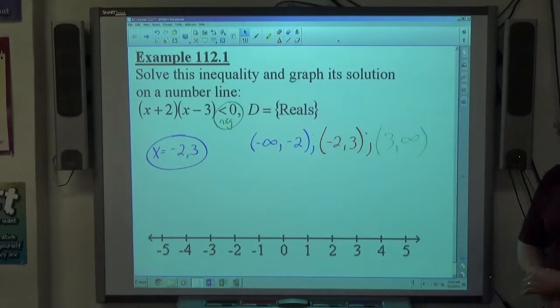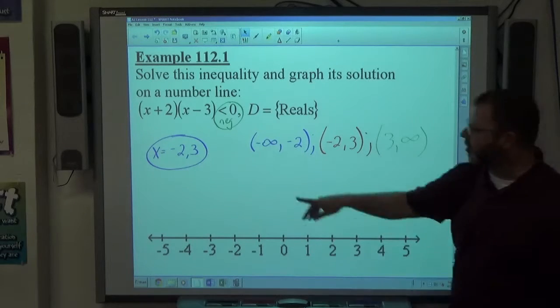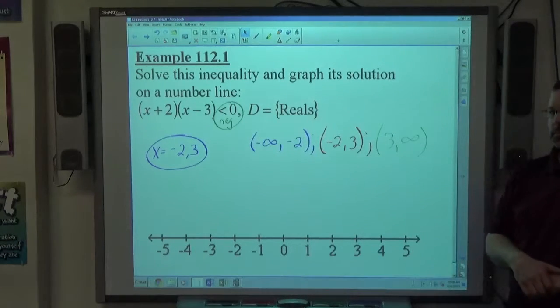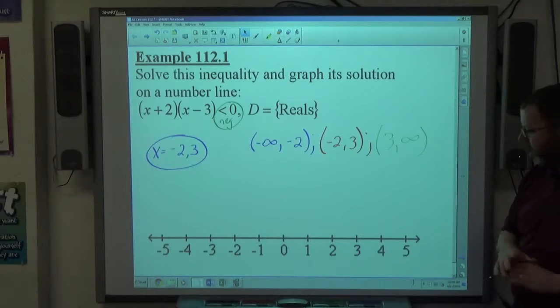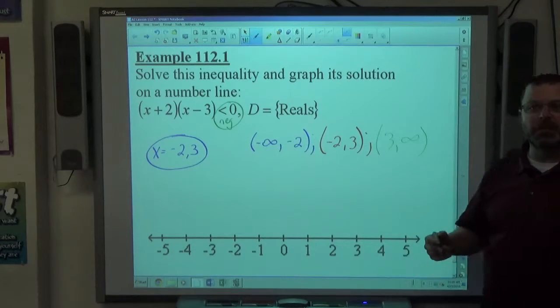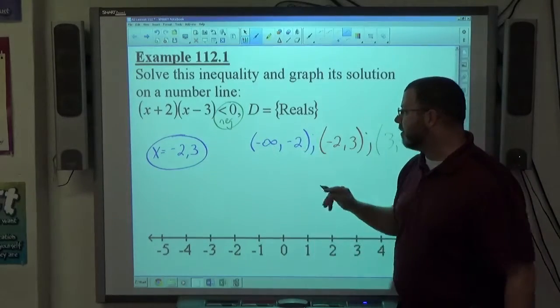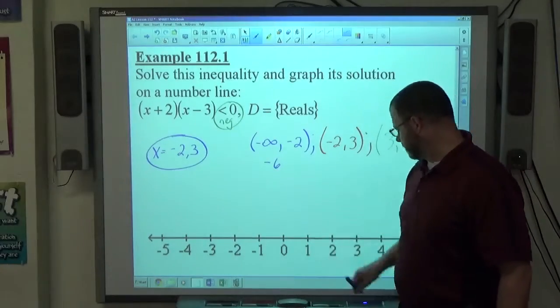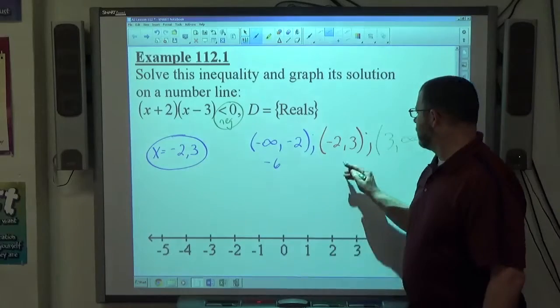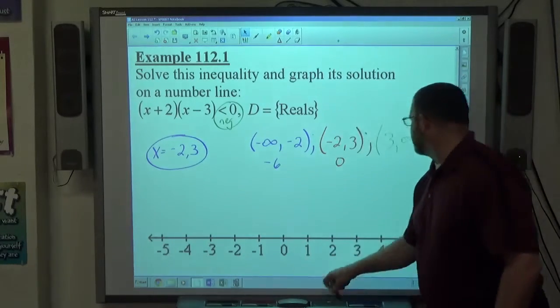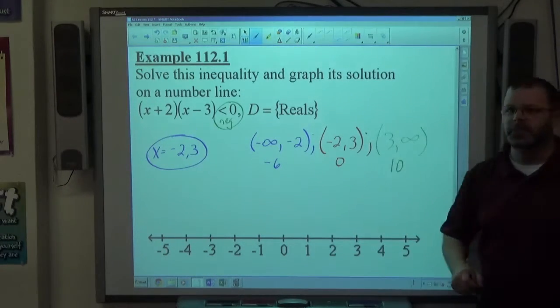In each case here, you can see that I use parentheses because it does not equal 0. It's only less than 0. Okay? The next step in the process is the same thing it was before also. I'm going to pick numbers on each interval. So anything between negative infinity and negative 2, I'm going to pick negative 6. Between negative 2 and 3, I'm going to pick 0. Between 3 and infinity, I'm going to pick 10.